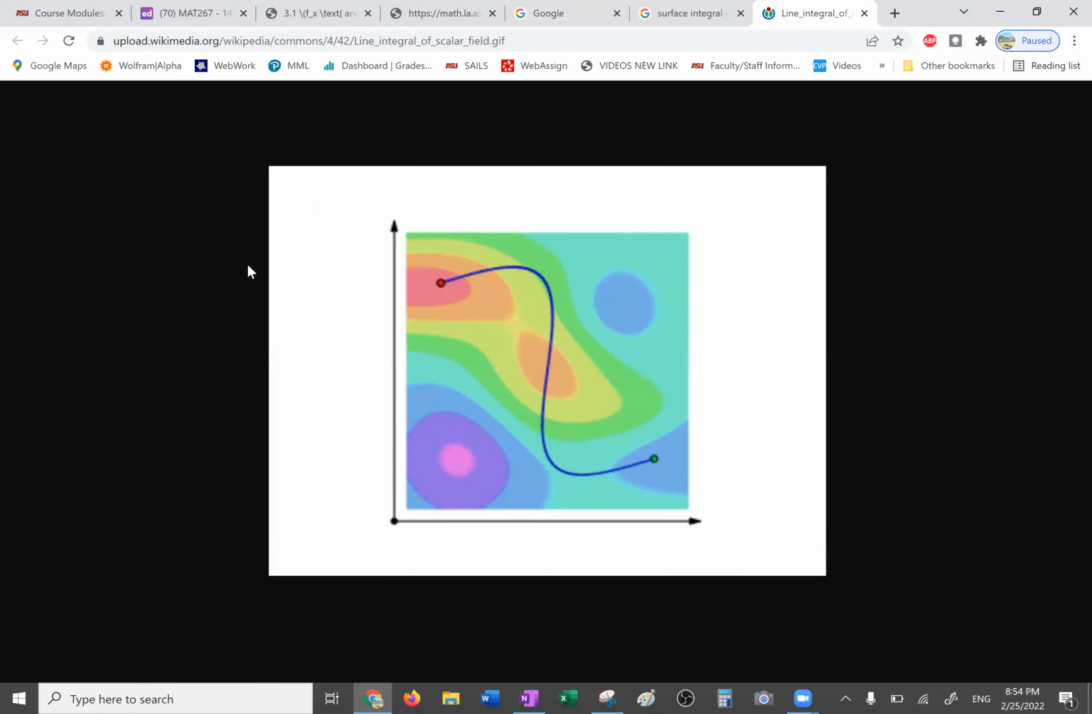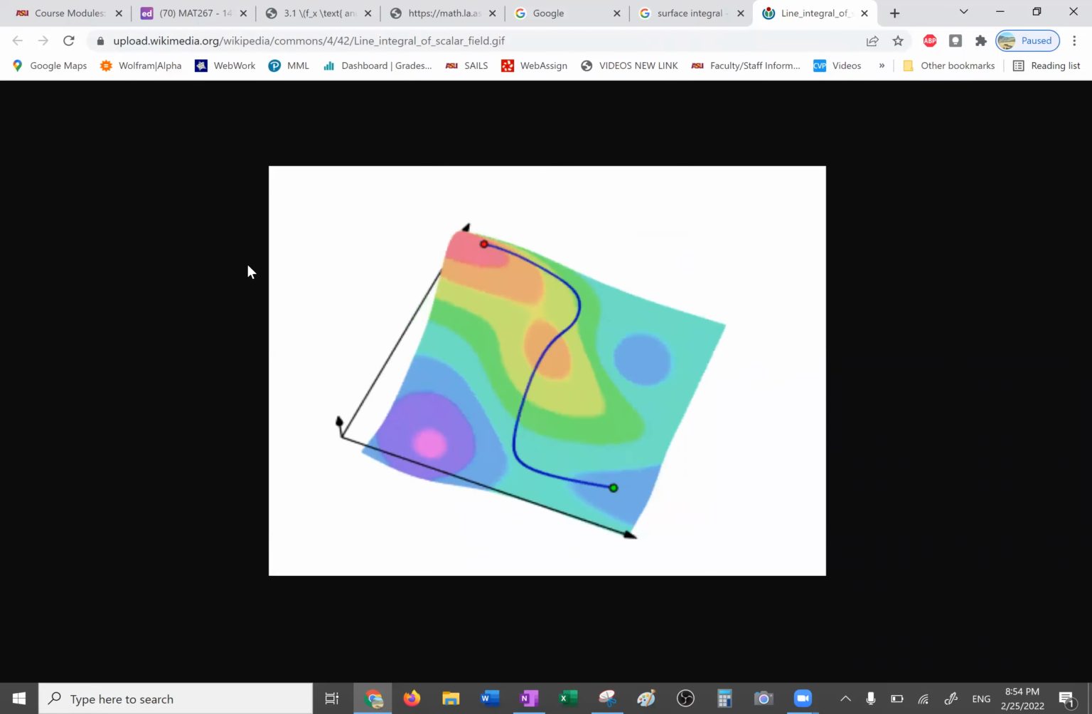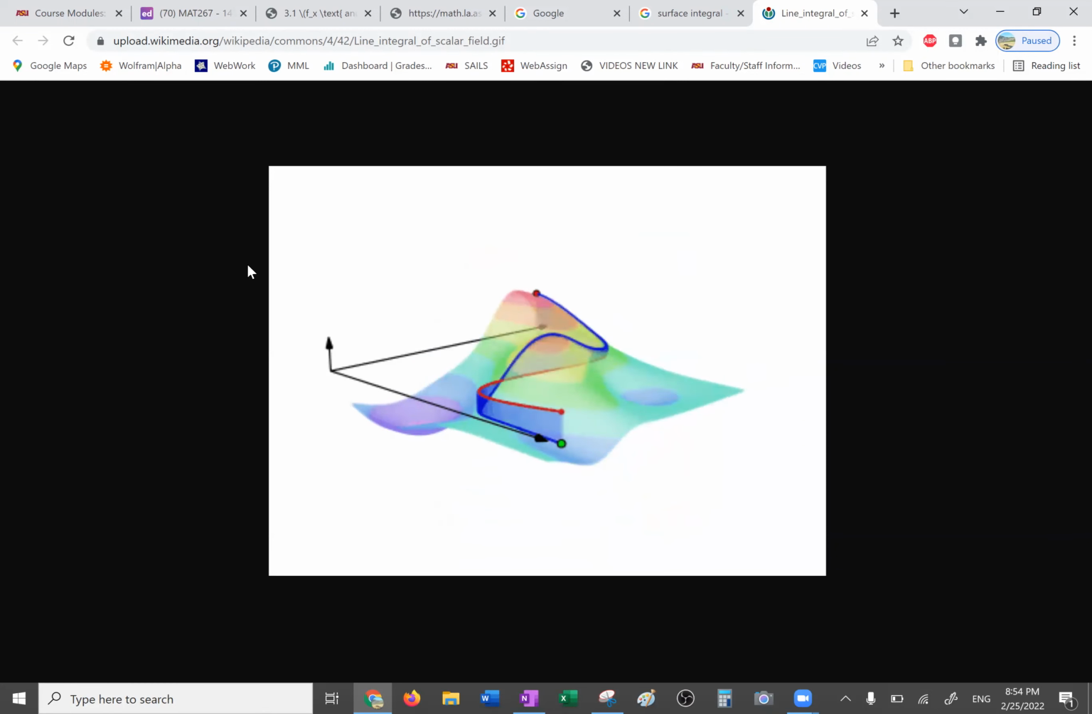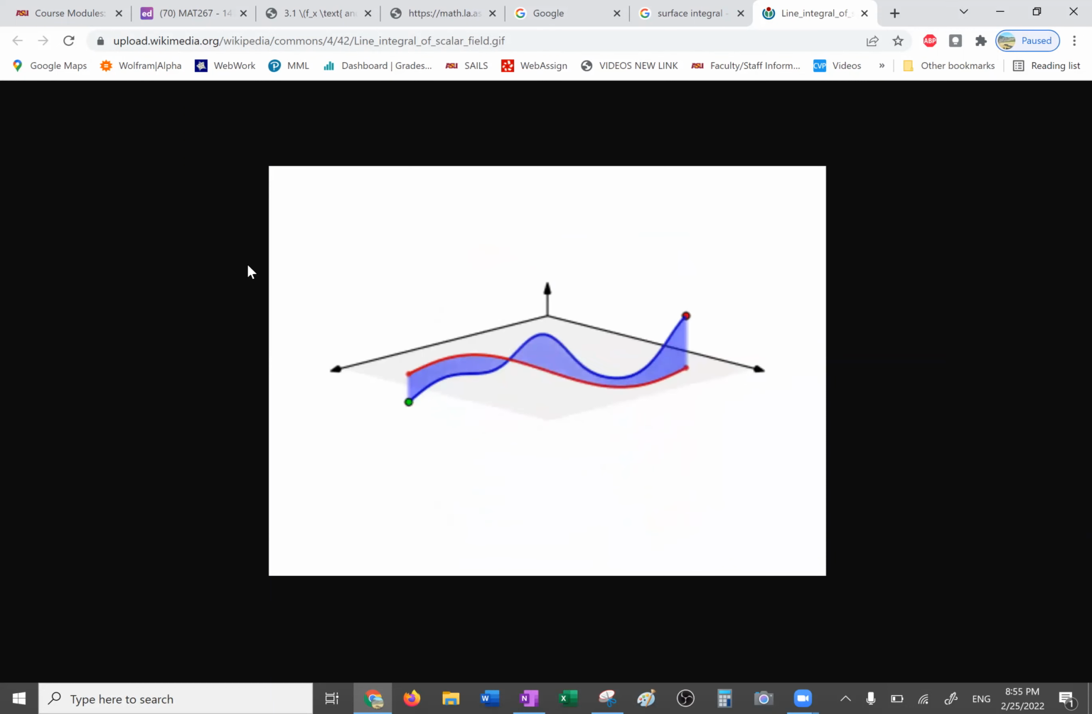This is really cool. Look at this, what a line integral is. This is 2D, and then they show the mountains. What is your path from A to B if this is a mountain hike? See, that's one of the explanations of the fence. Why am I keep mentioning the fence? Because this is what it means.